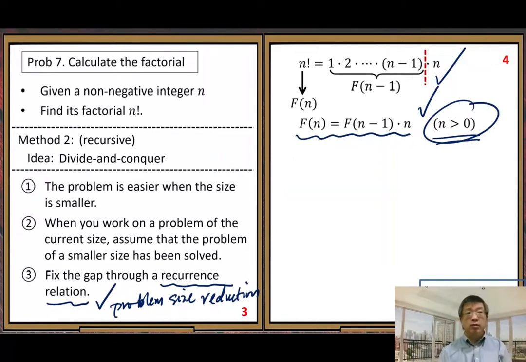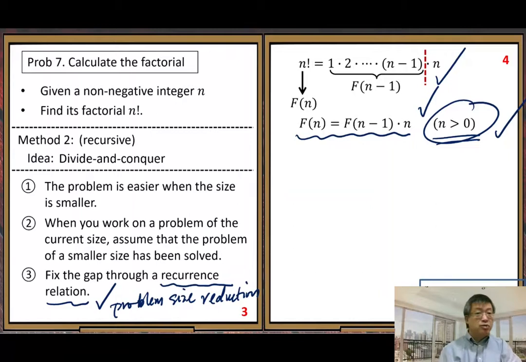In our original problem, there is no recurrence relation, right? So we discover this recurrence relation. After we discover it, in order to make this recurrence relation make sense, we need this condition. Okay, so no conflict. All right, so let us continue.